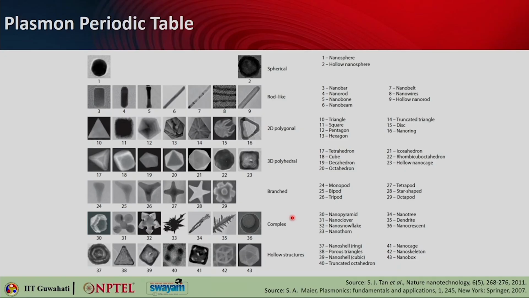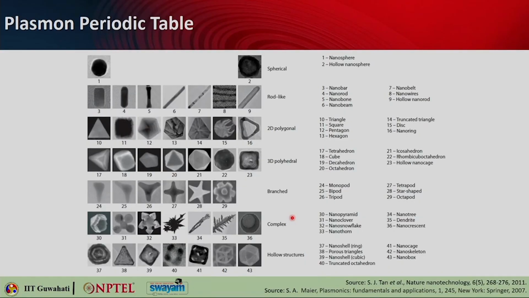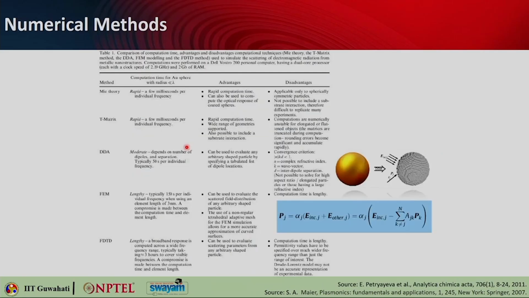It will be difficult for anyone to calculate the resonance condition for these complex shaped particles, but for spheres and rods you will be able to approximate them using quasi-static theory and all. Remaining, you have to go for different other methods. Here are some of the numerical methods that you can use.